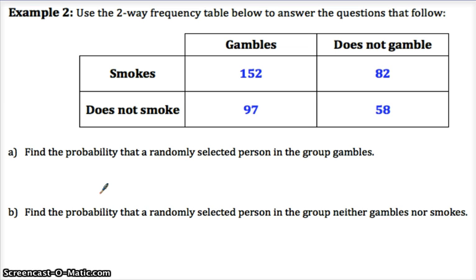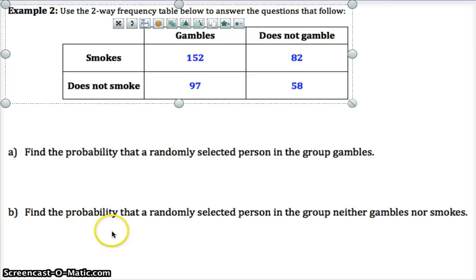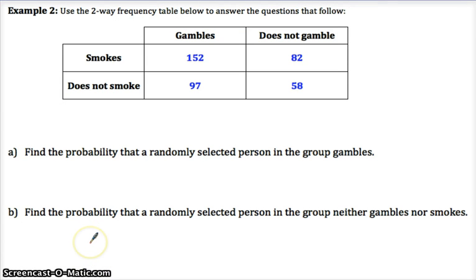You know what? This is going to be a whole lot easier if I have these marginal frequencies figured out. So if they're not there, let's put them on there. You have room around yours, but I'm going to make that work for me. Okay, so smoking and gambling. Oh, this is a great example.